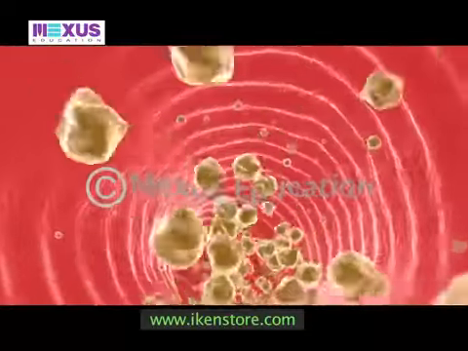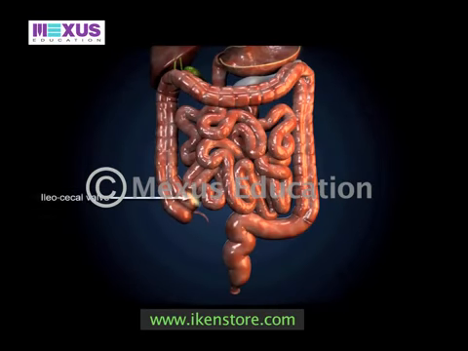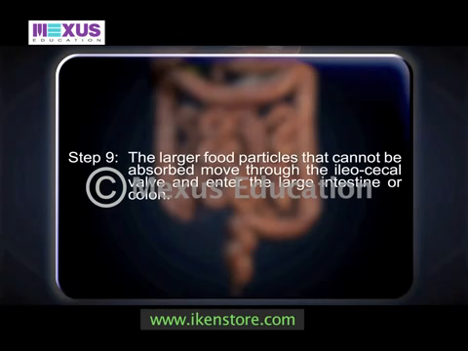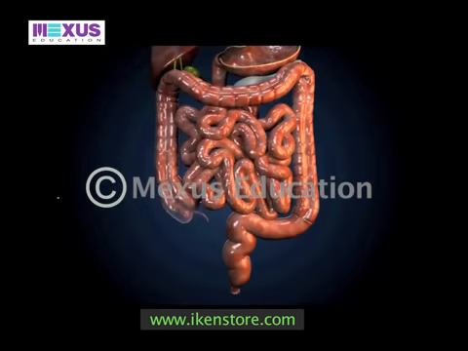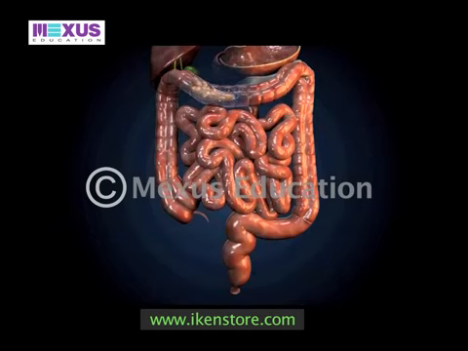The larger food particles that cannot be absorbed move through the ileocecal valve and enter the large intestine or colon. The colon absorbs water, manufactures minerals and produces mucus. The undigested food gradually solidifies as it moves through the colon. This food is considered as waste, formed into feces.